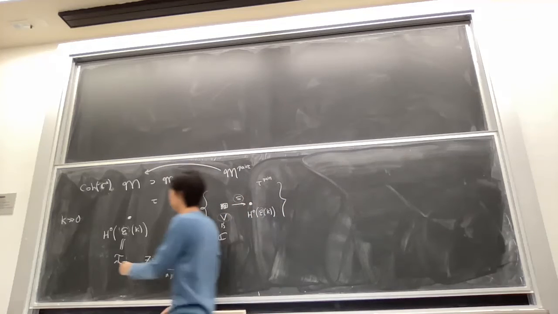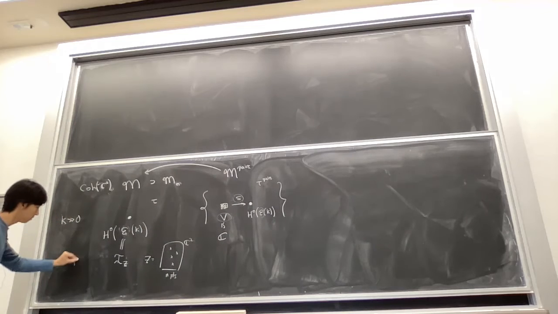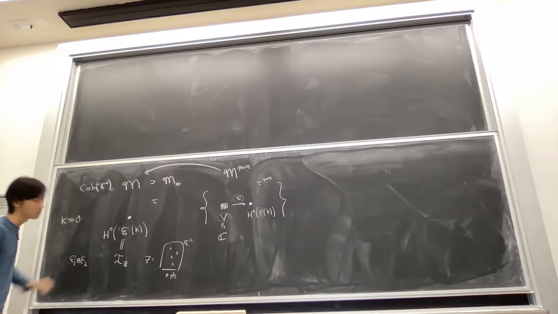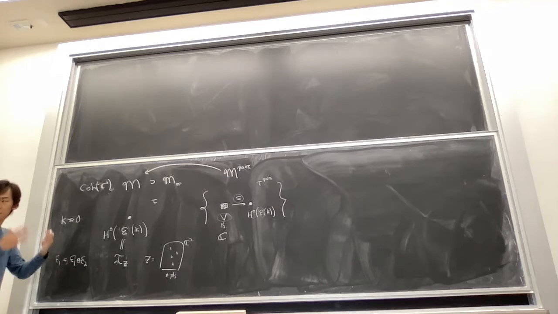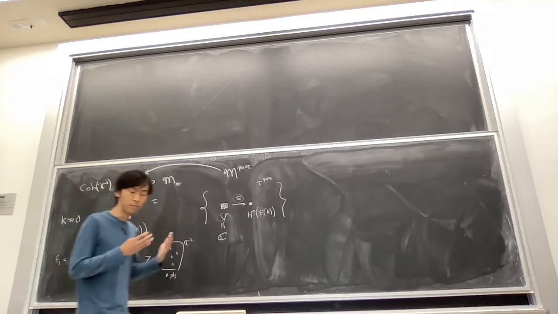The simplest example is you take E1 plus E2. You can pick E1 and E2 to have the same slope, and so it's clearly an object that will still be semi-stable, but it won't be strictly stable. It won't itself be stable.